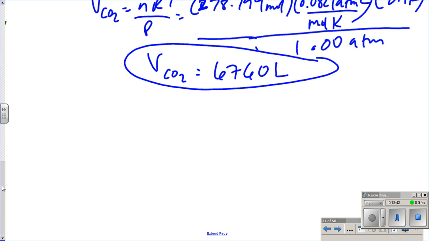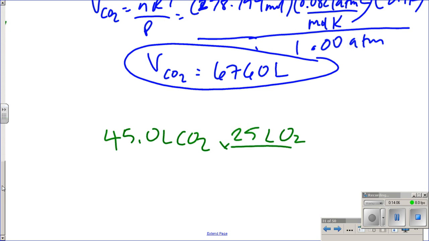Liter to liter ratios. Ready? Get ready, people. This one's a really long problem. 4.5 liters of CO2. I want you to go to liters of oxygen. Look at your ratios. What's the ratio between CO2 and oxygen? That's going to be so short. It's 25 moles, aka liters, so that's what you could do, liter ratios of oxygen for every 16 liters of CO2. 70.3 liters of oxygen. Working too hard.